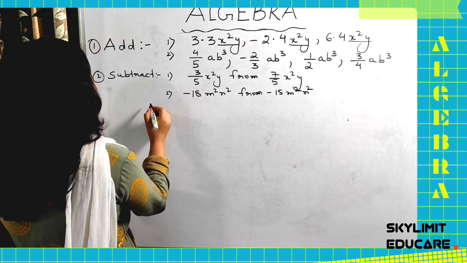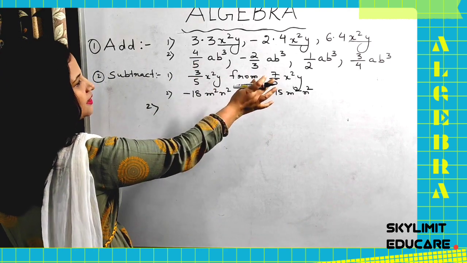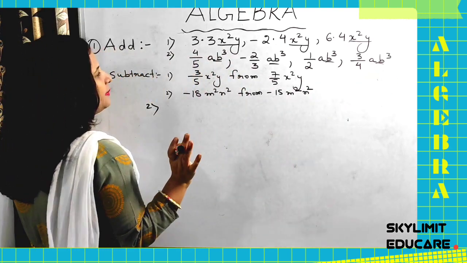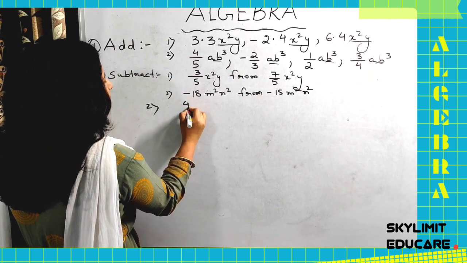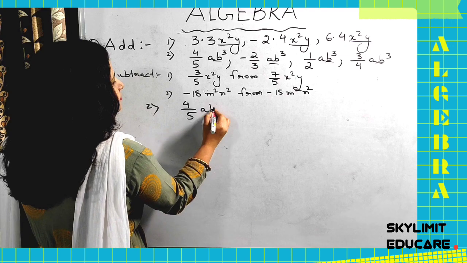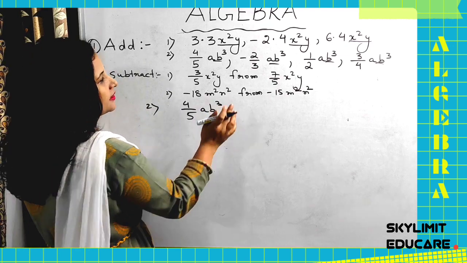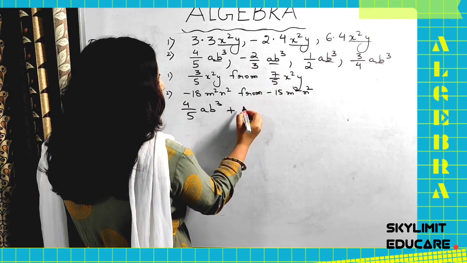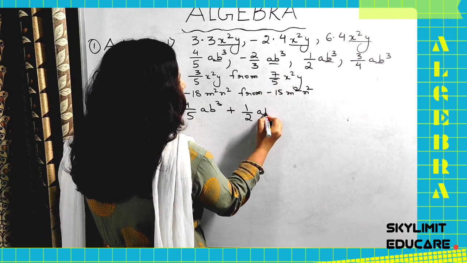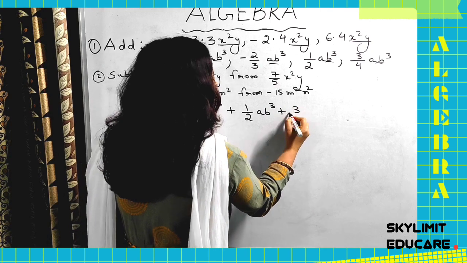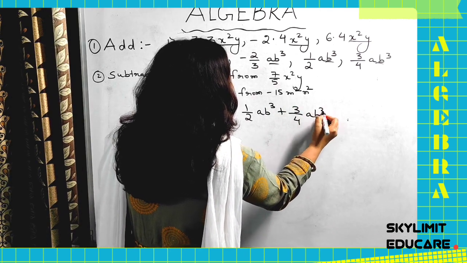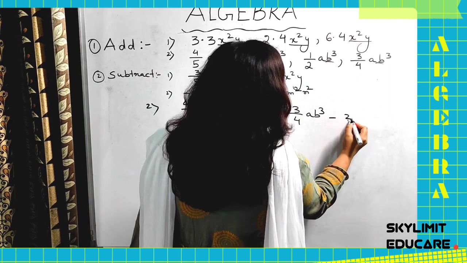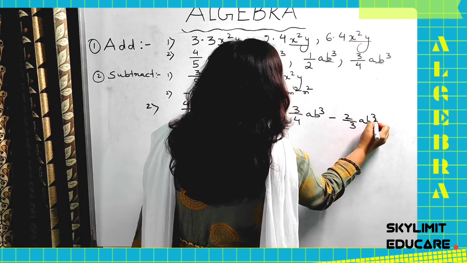Now the second question. As you can see, I'll be arranging it. All are like terms, all having the same variable part, ab³. The first one is 4/5 ab³. Then I will arrange the plus terms together, which makes it easy: 1/2 ab³ plus 3/4 ab³. The last one I will write is minus 2/3 ab³.